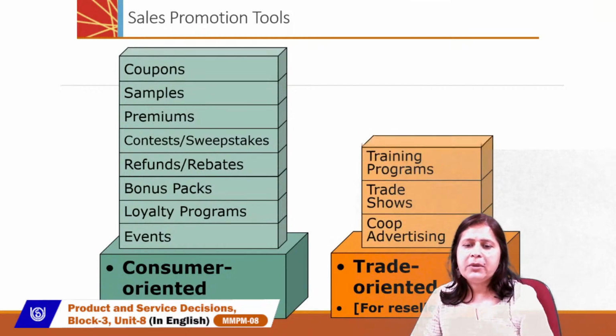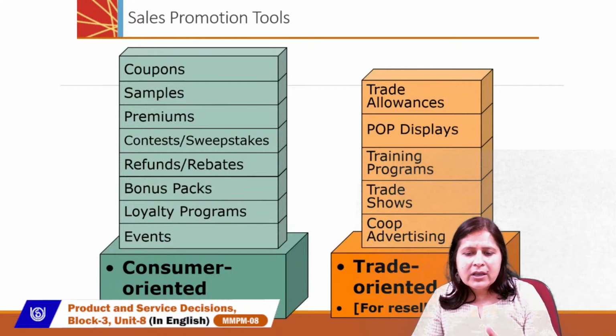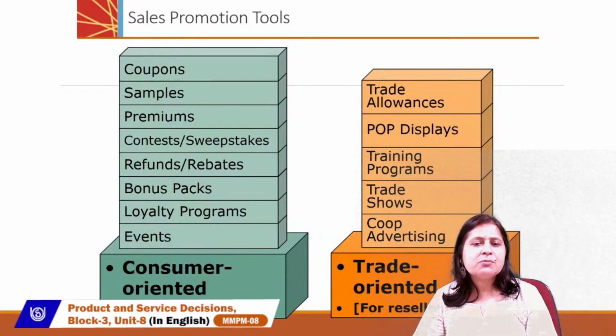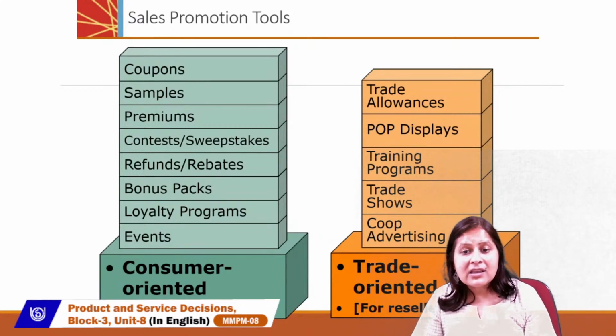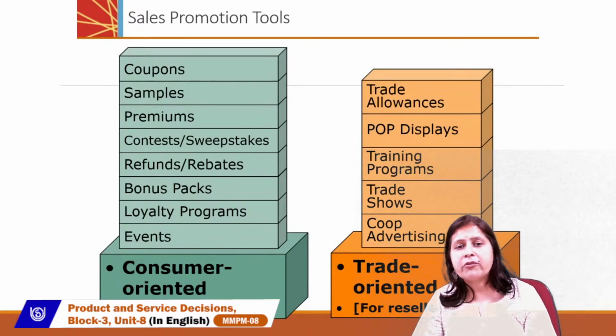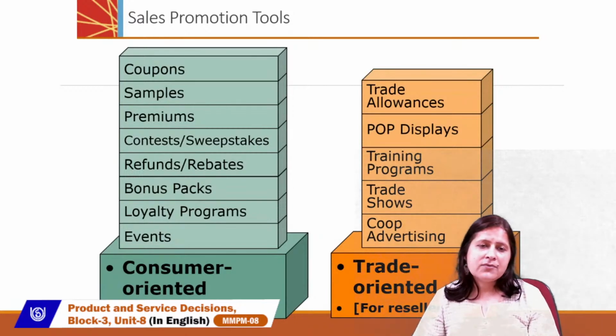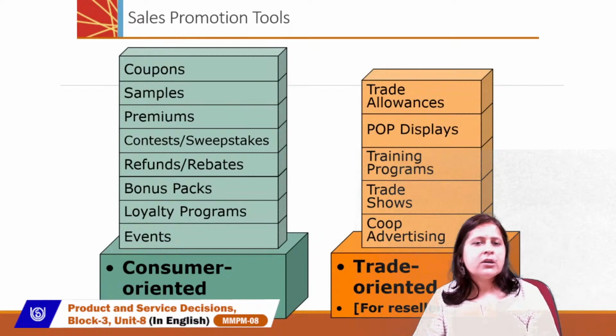And the trade oriented could be, right, corporate advertising. That is when you advertise, that is B2B. Corporate advertising means B2B types of advertising. Then trade shows play an important role, where you can display your product and traders can purchase the product. Training programs, when you conduct training programs for your suppliers, play an important role. POP display, right? Or trade allowances, when you give some allowances or some benefits to the traders, right?